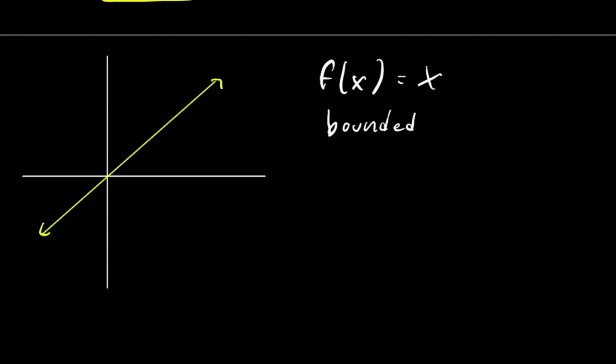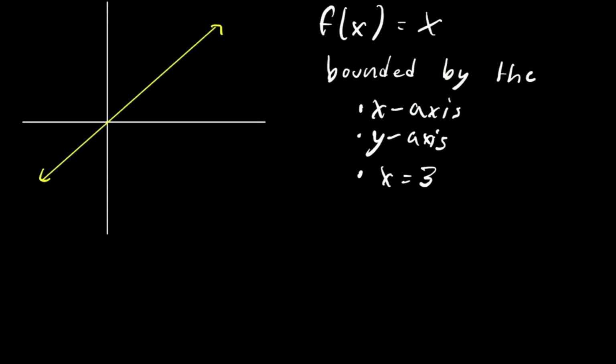Sometimes you're given, we'll do f of x equals x. We'll just stay simple. And it says it's bounded by the x-axis, y-axis, and the line x equals 3, for example. And it will tell you it's revolved about y equals -1.